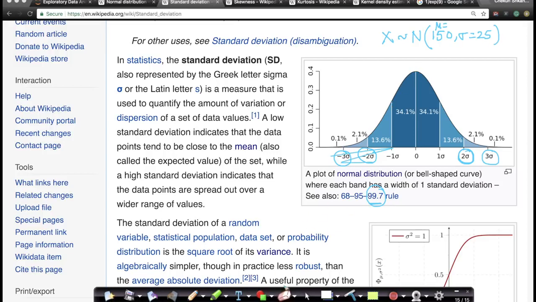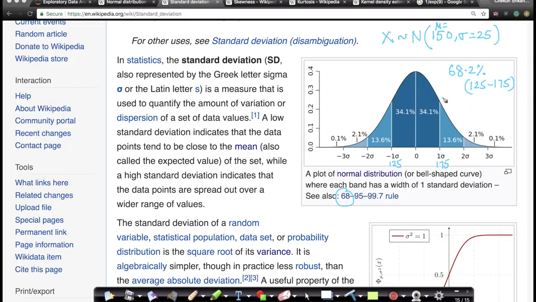Let me just quickly erase this. So what I can quickly infer from that is that 150 minus 25 is 125. 150 plus 25 is 175. So I can quickly tell you that 68%, because this is 34.1 and this is 34.1, I can quickly tell you that 68.2% of humans have a height between 125 and 175.